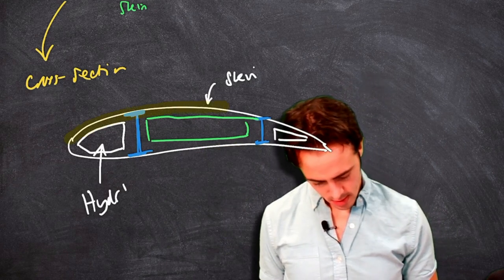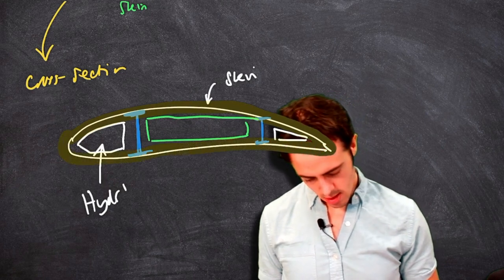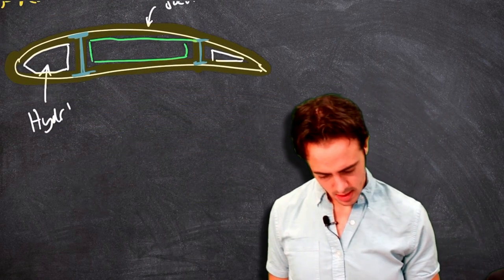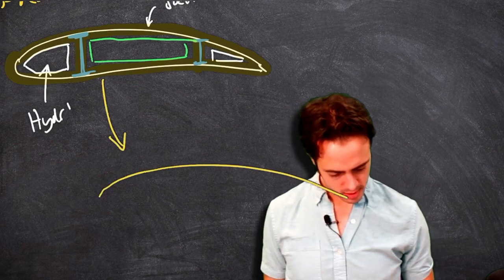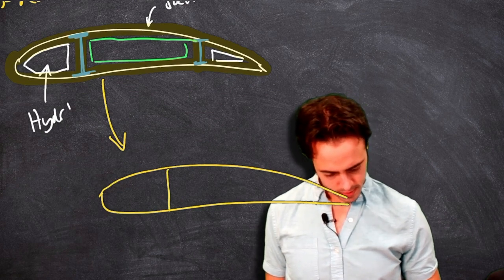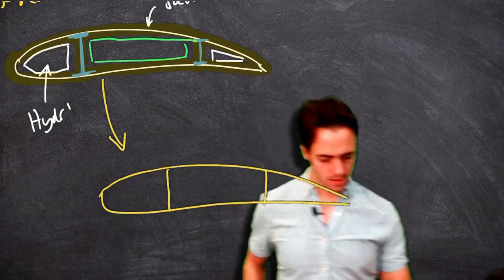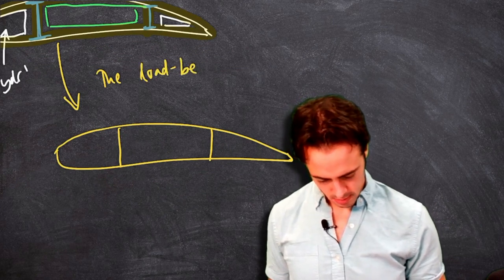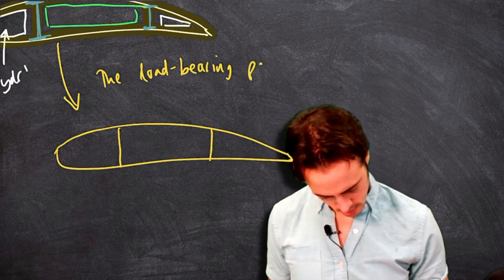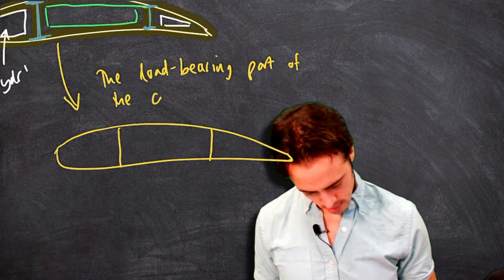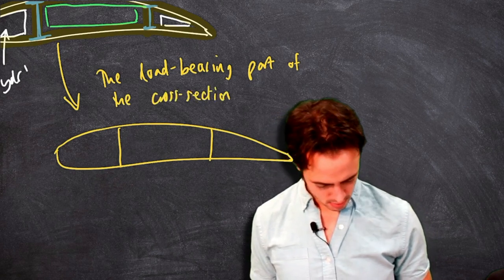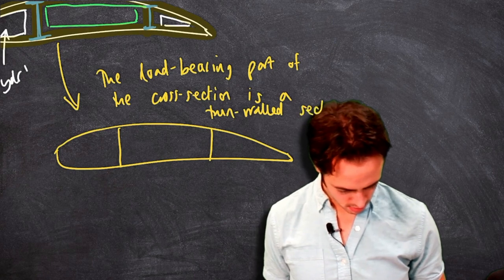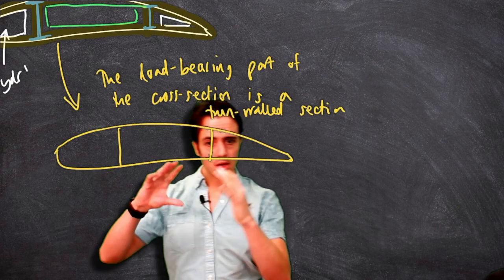So let's, being consistent with my color scheme, draw this on here. That's not a particularly great color on this background, I don't think, so let's swap this over. Let's say the load bearing structure is a thin walled structure like this. Okay, let's just join this back here. So we've got this thin walled section that makes up the cross section through our wing.